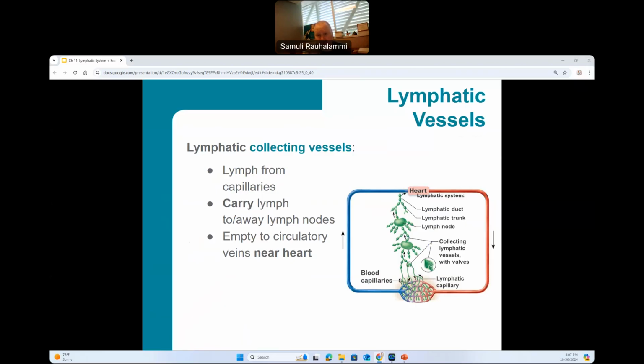If we think of the roles of the collecting vessels of the lymphatic system, they collect the lymph from the lymphatic capillaries, and they carry the lymph to and away from the lymph nodes. It's worthwhile to notice that they also return fluid to circulatory veins near the heart, like I mentioned. So there are 2 points. The right lymphatic duct drains the lymph from the right arm and the right side of the head and thorax, whereas the thoracic duct drains the lymph from the rest of the body.